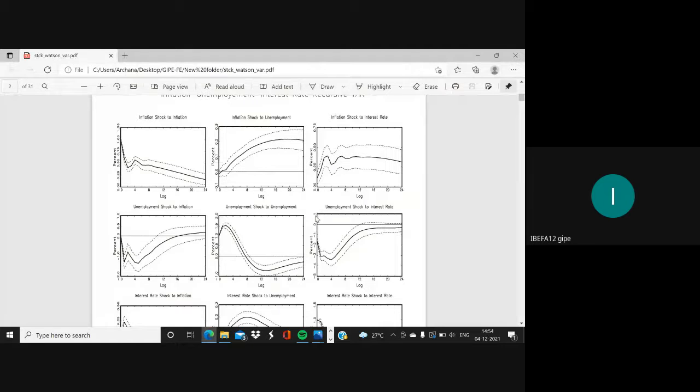Since this PDF is for some other, it's for a particular data set, so don't keep this in mind when I'm discussing this part.